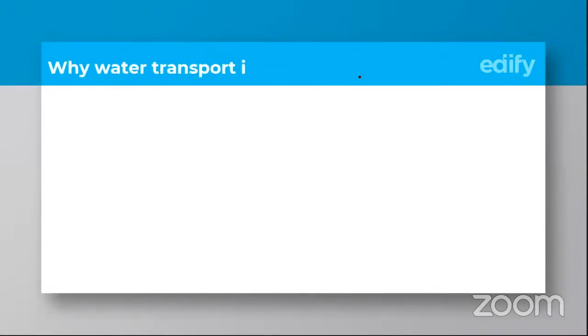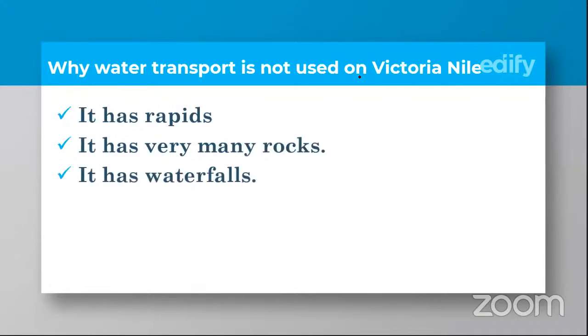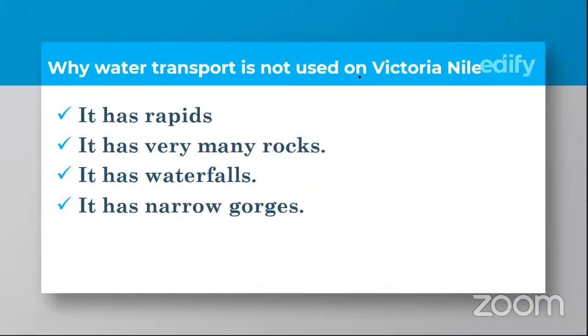Okay. So why is water transport not used on Victoria Nile? I explained that. One of the reasons is that it has rapids. Rapids are stones that are found on water. The stone is a very heavy stone. They are not moving. Water is flowing, but these big stones are not moving. They are just there like teeth in your mouth. And when you come there with your boat, you can easily turn over. It has very many rocks. And then it has waterfalls. We mentioned that. Another problem is that it has narrow gorges. I think I have explained to you what we call narrow gorges. These are the reasons why water transport is not used across.